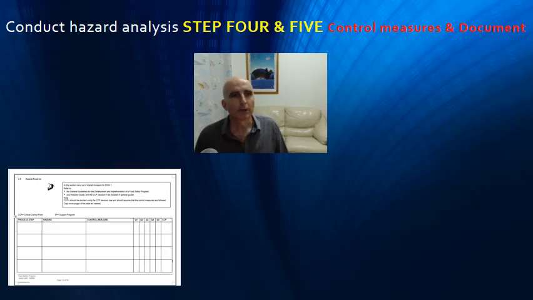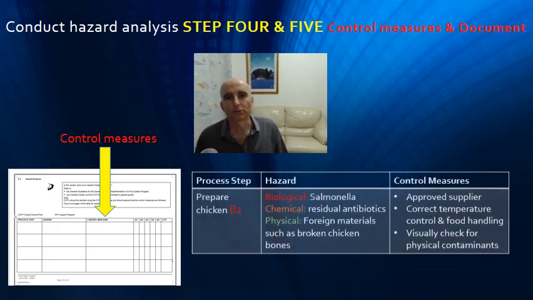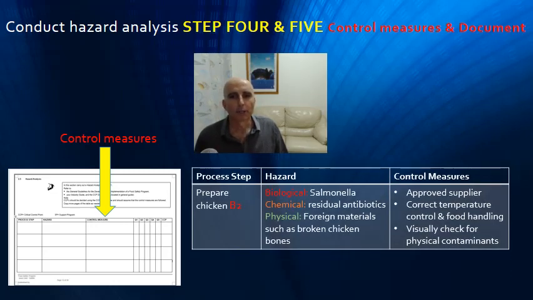Next step, we're actually going to step 4 and 5, control measures and document. So you'll see the control measures is right there. When you actually look at control measures, I've looked at approved suppliers, correct temperature control and food handling, and visually checking for the physical contaminants.